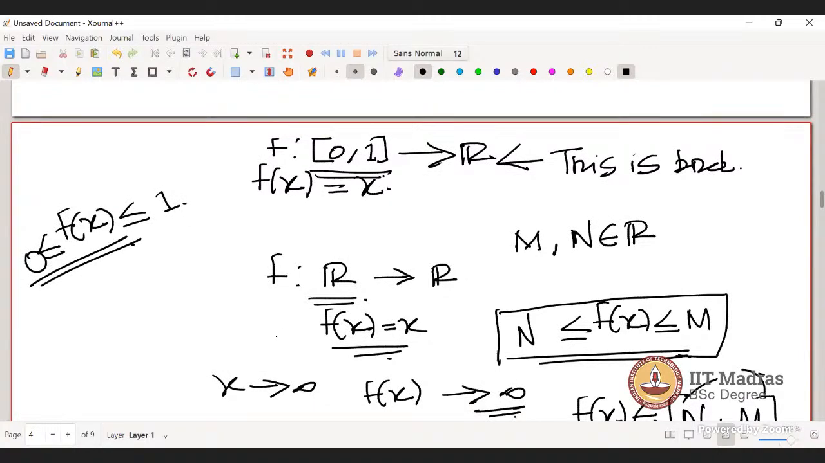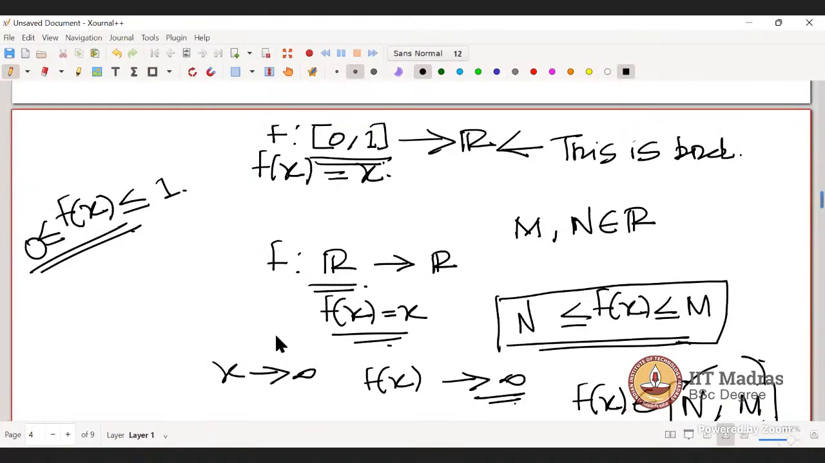Okay. Sir, here you mean only domain values for the bounded function, right? Only x values in the function, not the y values.